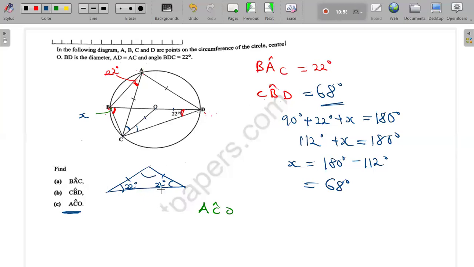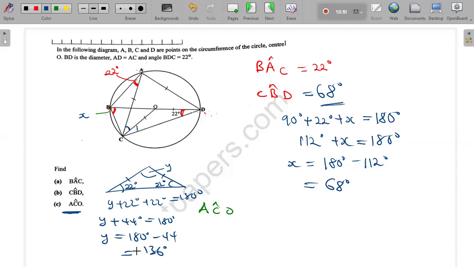So we add 22, since angles in a triangle add up to 180. So 22 plus 22 plus this angle, let's call that angle y. Then y plus 22 degrees plus 22 degrees should be equal to 180 degrees. So y plus 44 degrees is equal to 180 degrees, and y is equal to 180 degrees minus 44. This is going to be 136 degrees. So 136 degrees is this angle here.